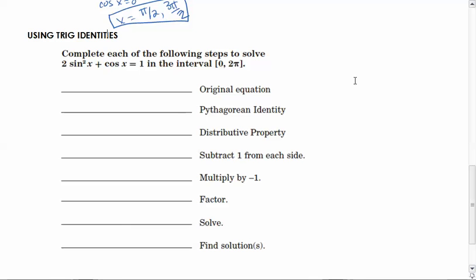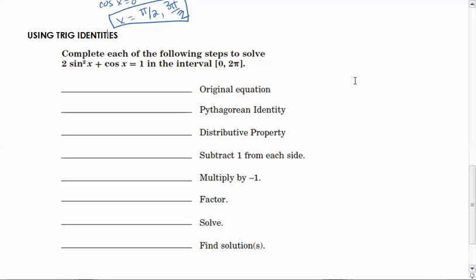The final method we're going to talk about is using our trig identities. So this is from section 5.1. You can go back and watch those videos if you need a refresher. We're given: complete each of the following steps to solve 2 sine squared x plus cosine x equals 1 in the interval 0 to 2 pi, including both. So we have this sine squared x business. So what I'm thinking we're probably going to use is the Pythagorean identity, which is shown in there.